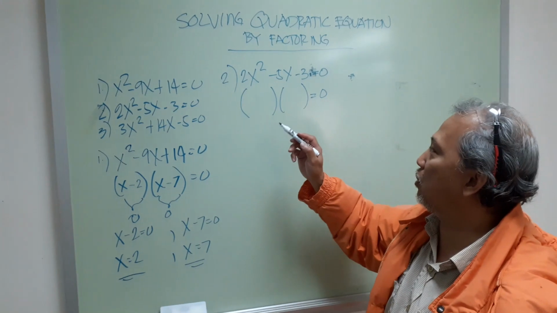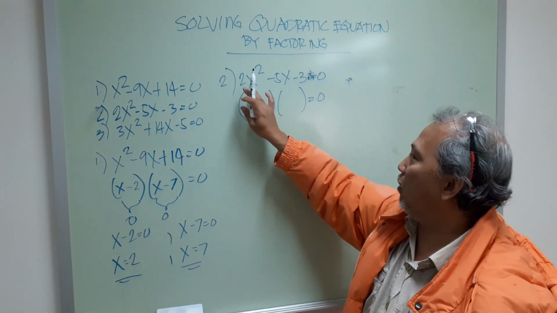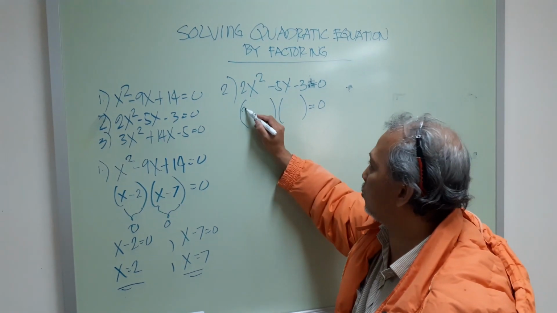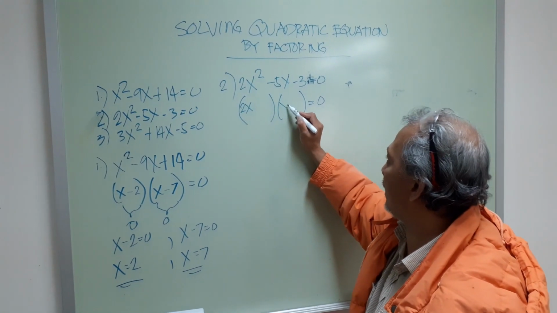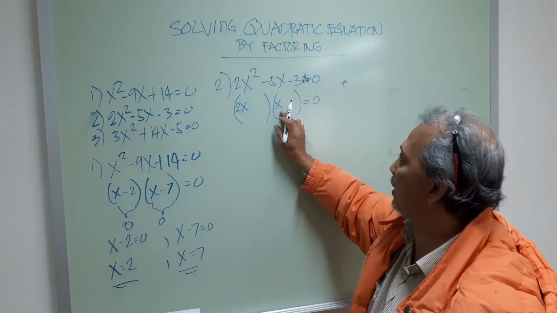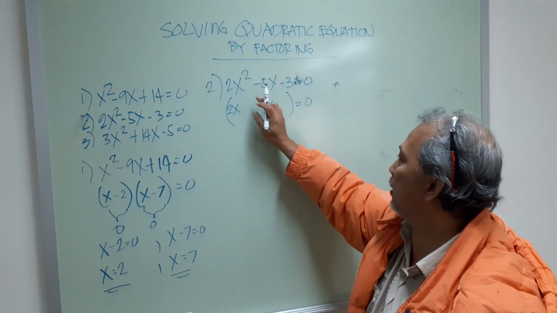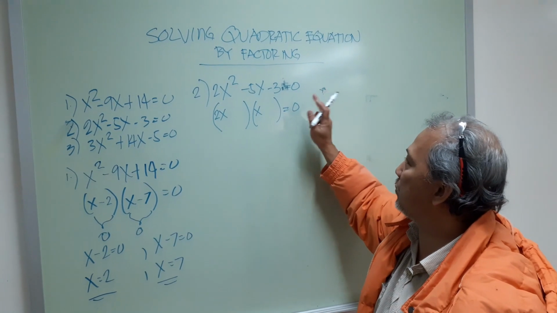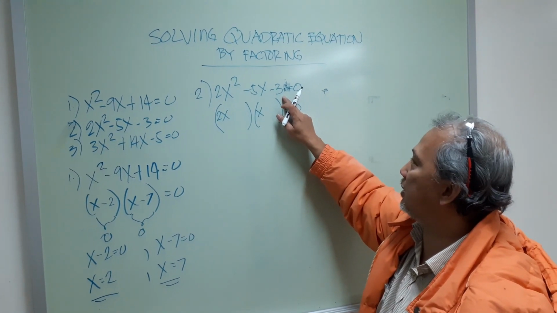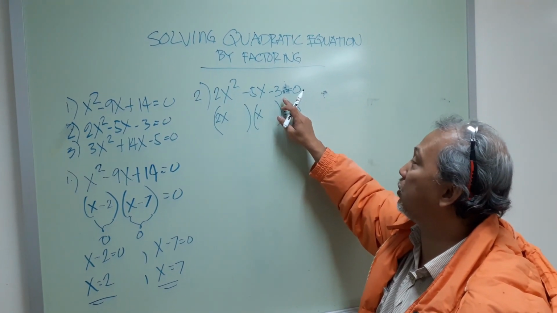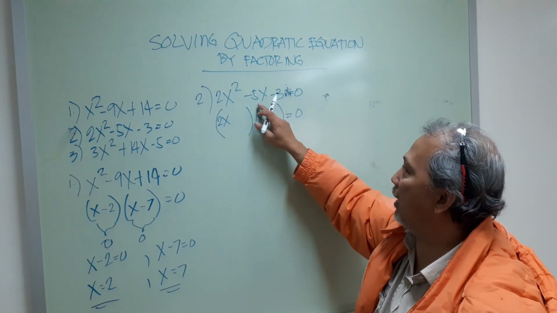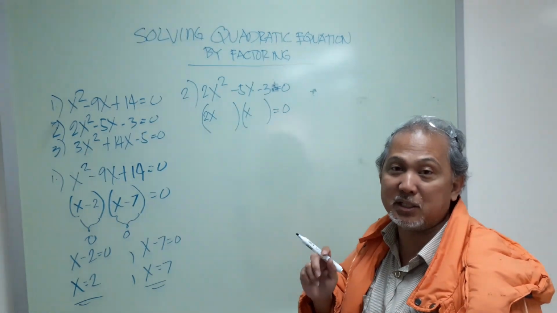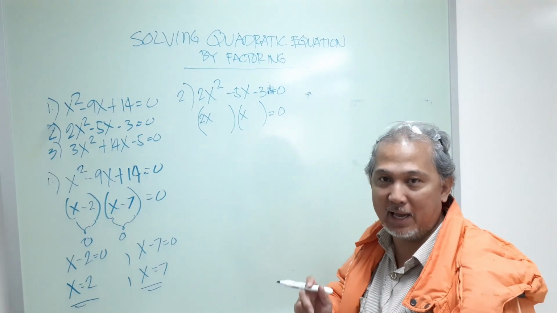Okay? So let's look for a factor of 2x squared. What's the factor of 2x squared? This is 2x and x. So 2x times x is 2x squared. Now let's look for two numbers that, when multiplied, equal negative 3 and when added, equal negative 5. But there is no exact number at first. That's why it is called the trial and error method.